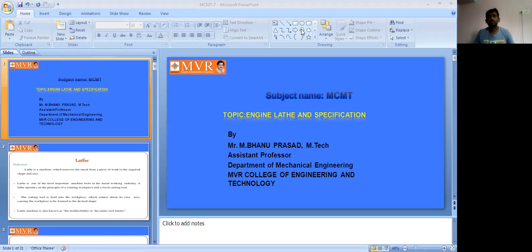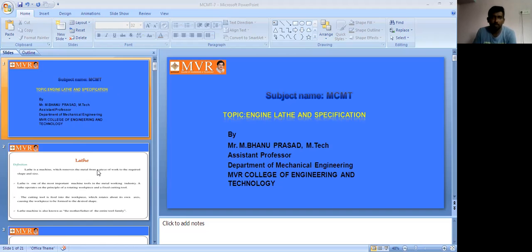Engineering and Technology. Today, we will discuss the engine lathe, the specifications, and the accessories of lathe machines. These three topics we will discuss today. In our previous lecture, we discussed how to define a lathe machine, what the specifications are, the advantages, the disadvantages, the basic principles used in lathe machines, and the applications of lathe machines. Today we will discuss the engine lathe, its specifications, and the accessories.